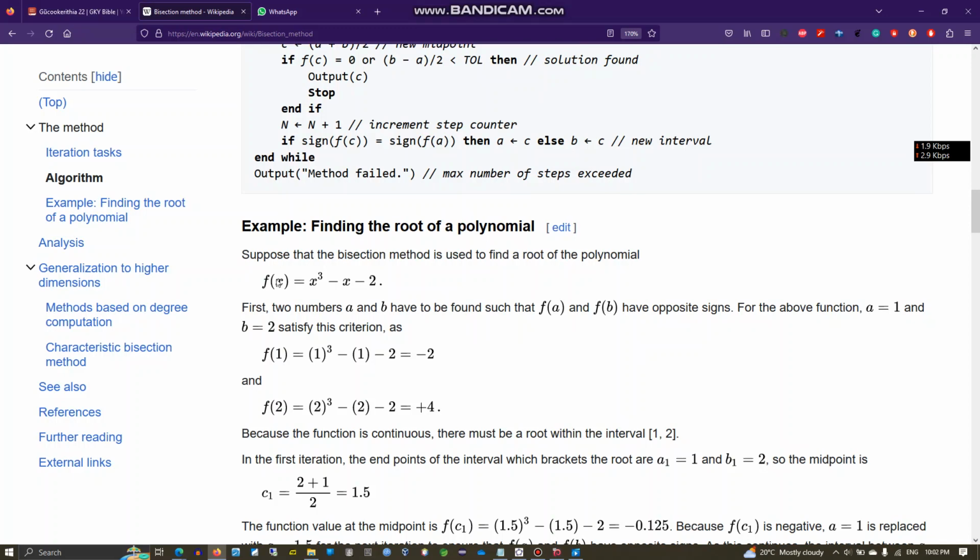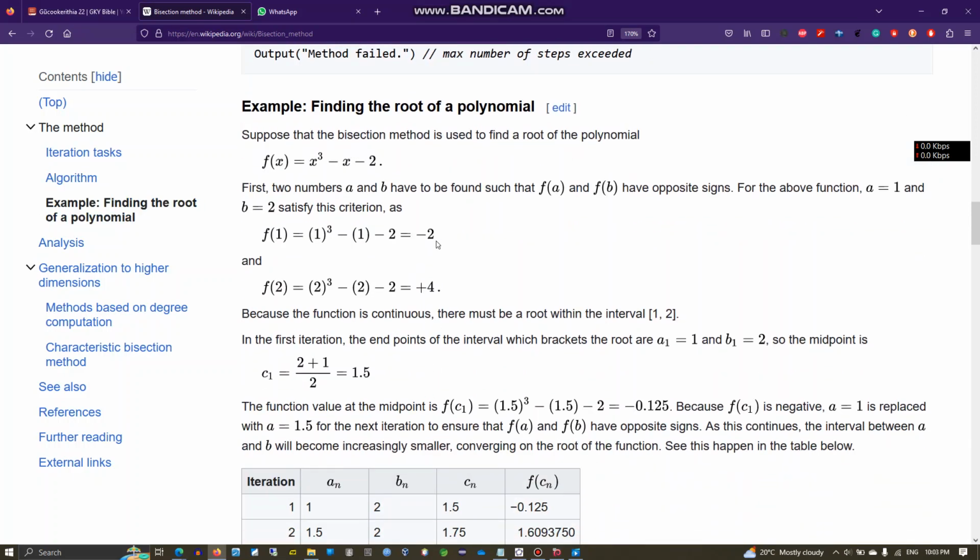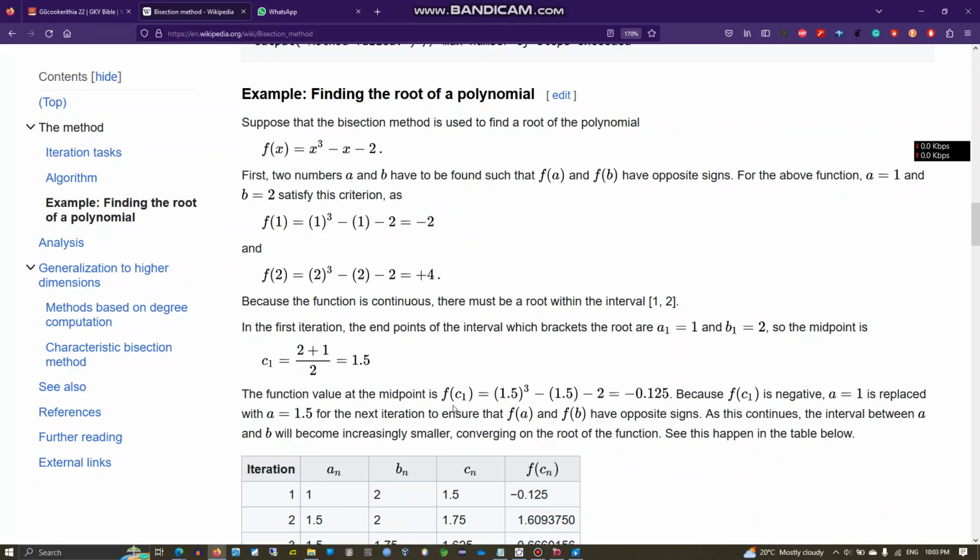So in this function, the example they have given, they have chosen a to be 1 and b to be 2. When a is 1, you get negative 2, and when b is 2, you get 4. So the condition is satisfied. So we just get the midpoint, which is 1.5.